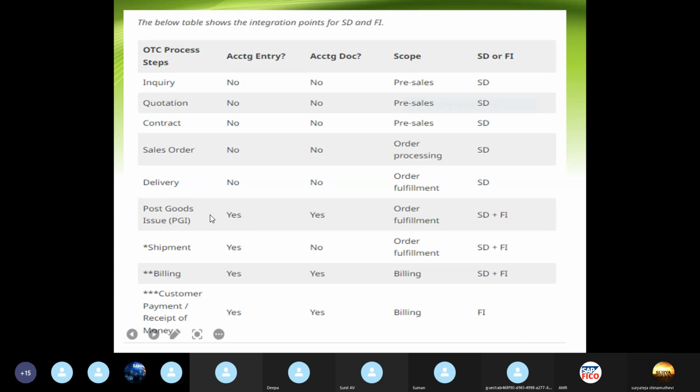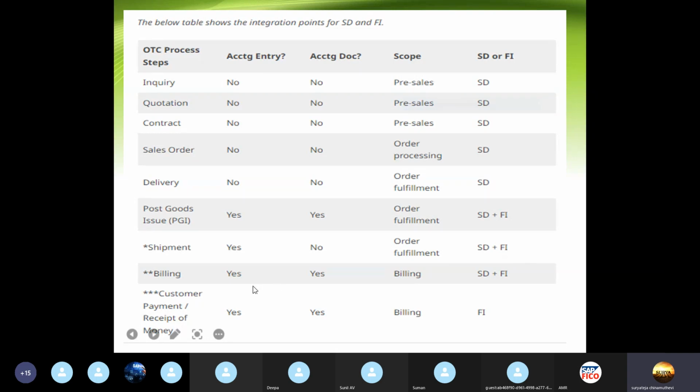Here from the post goods issue process, we need an accounting entry. We need an accounting document. Scope comes under order fulfillment, and this comes under the segment SD plus FI. Shipment. Shipment also needs an accounting entry, accounting document. But scope comes under order fulfillment. This also comes under SD plus FI.